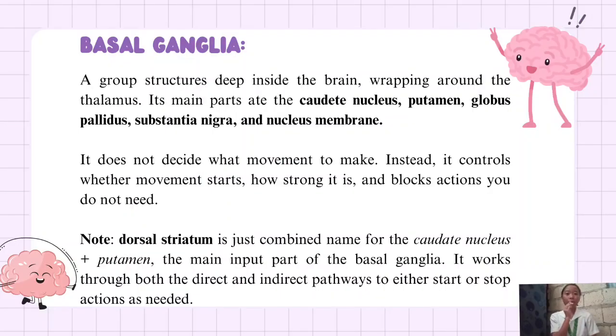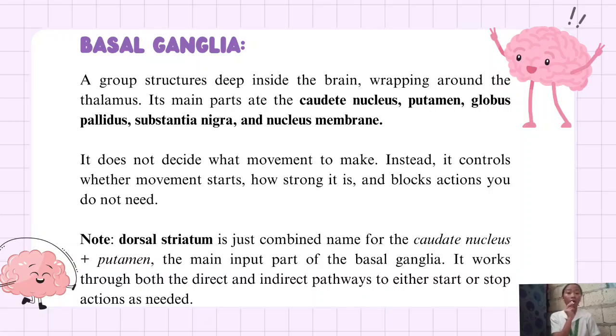Hello everyone, my name is Giandanica Tirolion and I am here to talk about the basal ganglia and the conscious decision and movement. So first, let's talk about what the basal ganglia is. The basal ganglia are a group of structures located deep inside the brain, wrapping around the thalamus. They act like a control center for our movements.